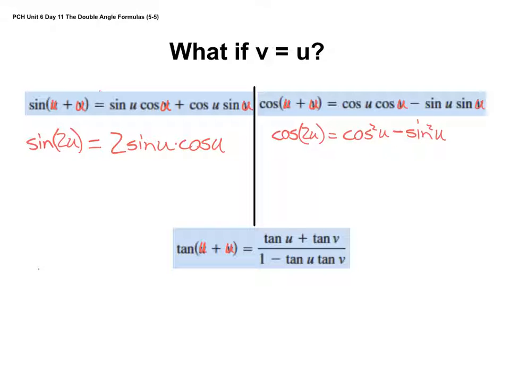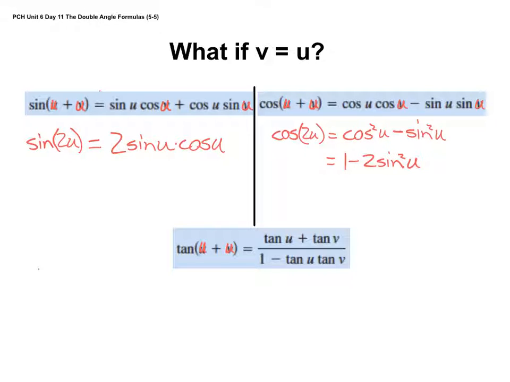Pythagorean identity. Okay, Pythagorean identity, what could we do here? Well, you can replace cosine squared of u with 1 minus sine squared of u. Okay, let's talk about that. If we do that, we have 1 minus sine squared minus sine squared, so that equals 1 minus 2 sine squared u. Okay, good.